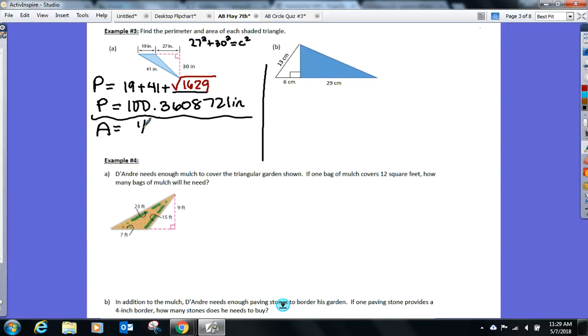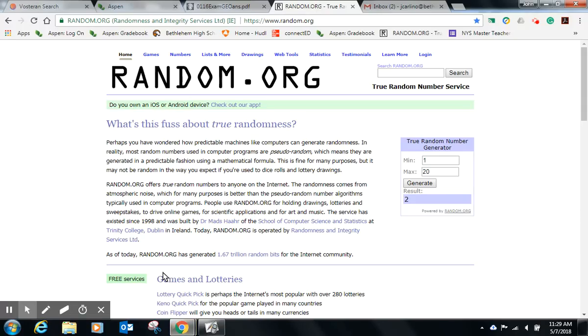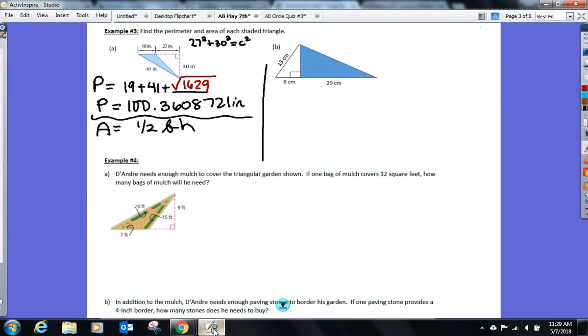Okay, what about area? Area formula of a triangle, look back if you need to, 1/2 base and height. Everything is given to you. Here's the key, can you identify what the base and the height are for this shaded triangle? The height, again, starts at a vertex perpendicular to the base. So in this diagram for the shaded region triangle, what is the height and the base?